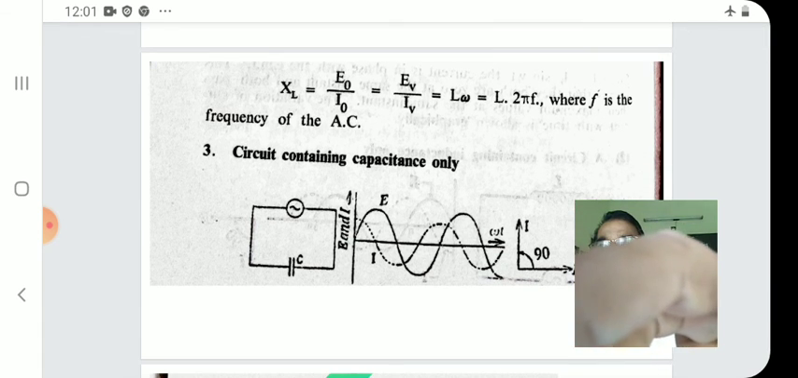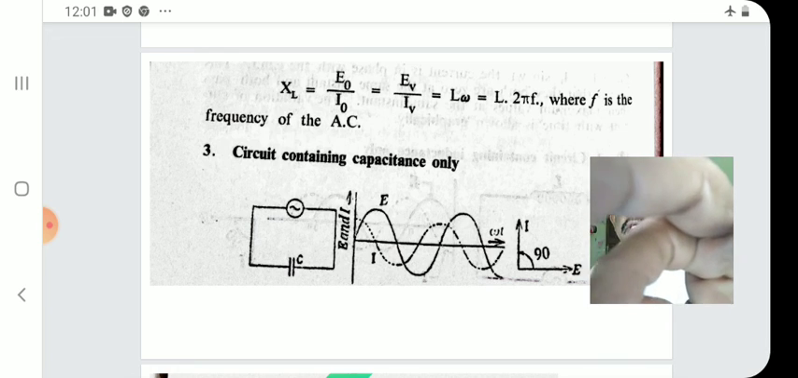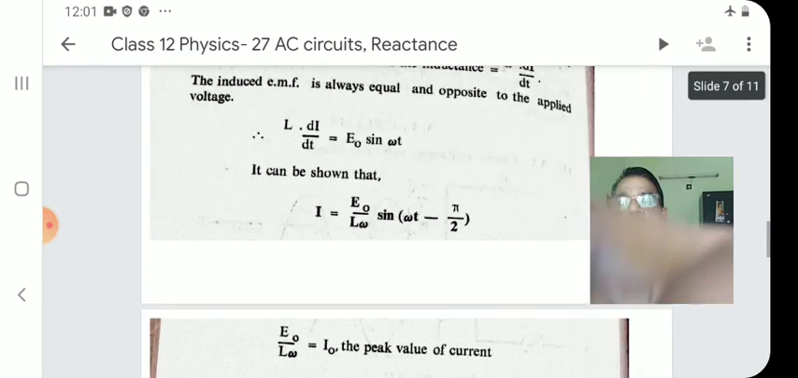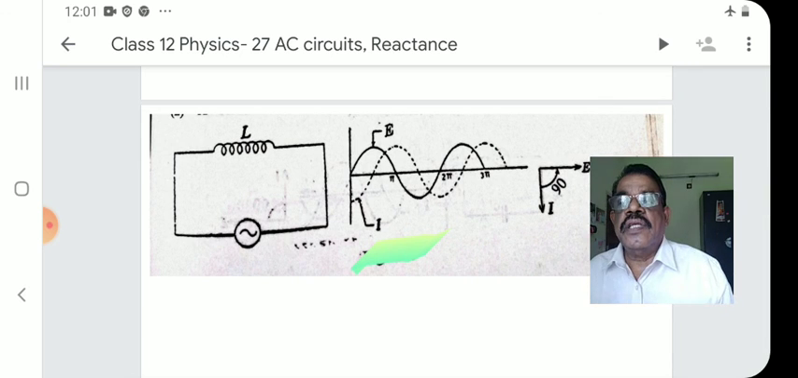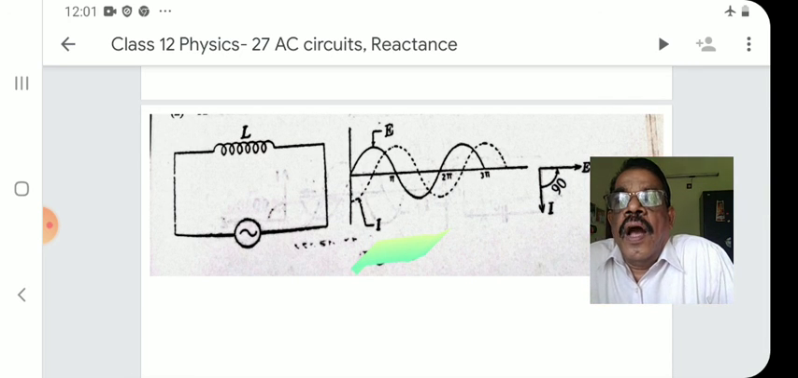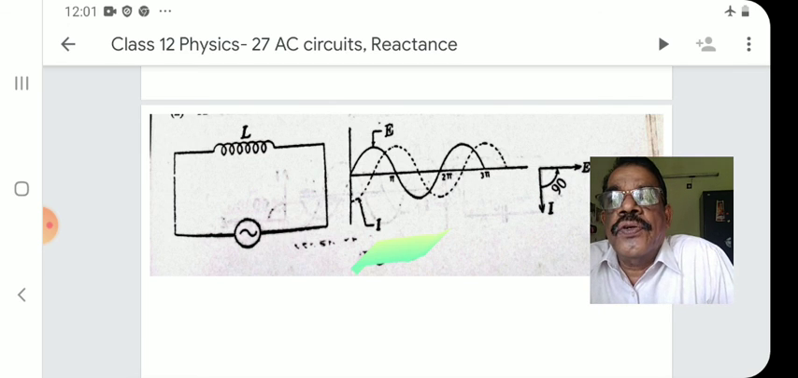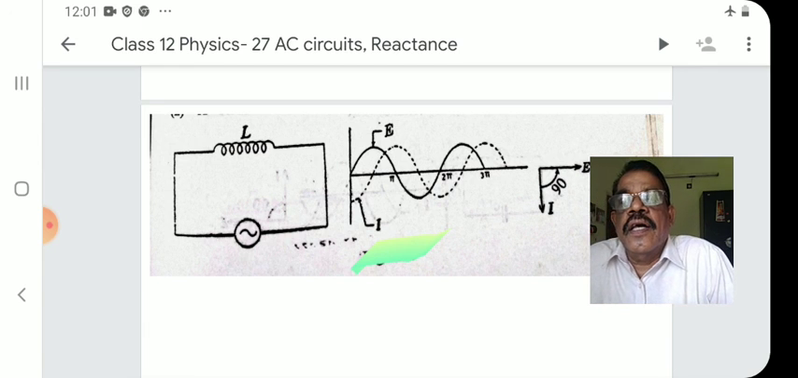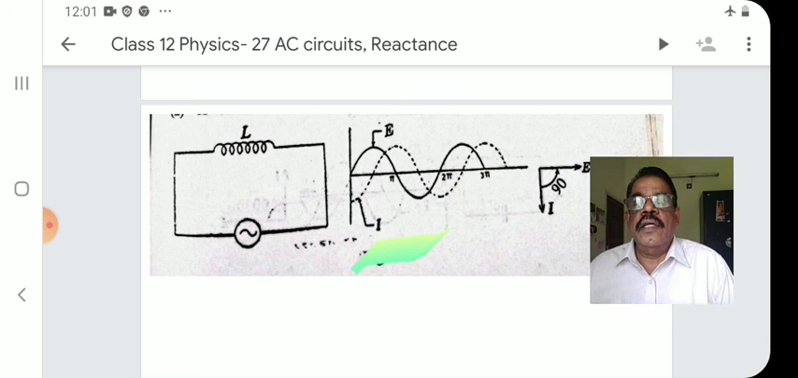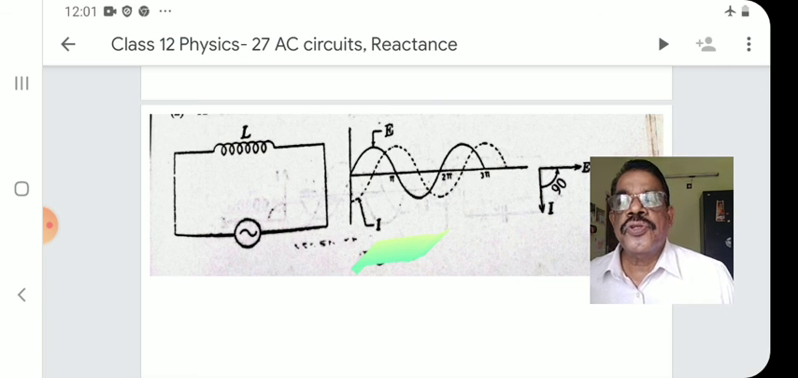Now comes the third circuit containing C only, capacitor only, C only circuit. And you look at the graph of inductance. Since the current lags behind the voltage, when the EMF is maximum, the current is 0. And when the EMF is 0, the current is behind it. When EMF is maximum, current is at 0. And if we watch it through the graph, we can see that the current lags behind the voltage by a phase equal to pi by 2.